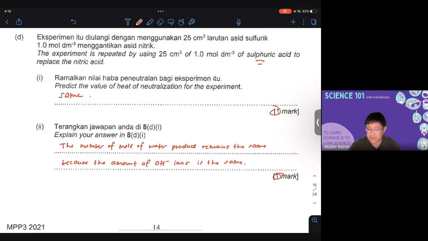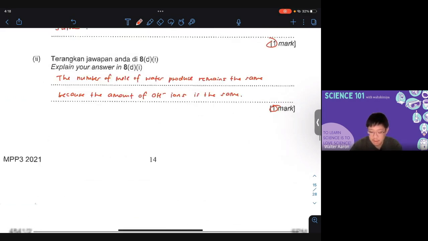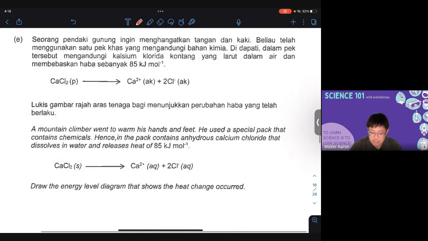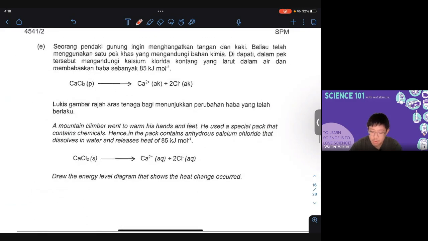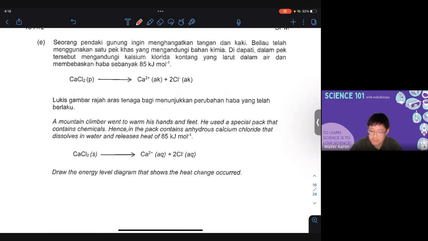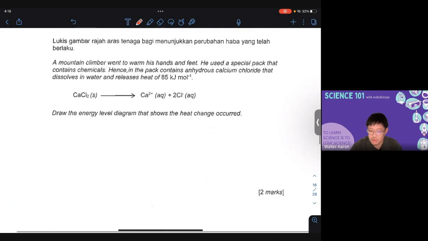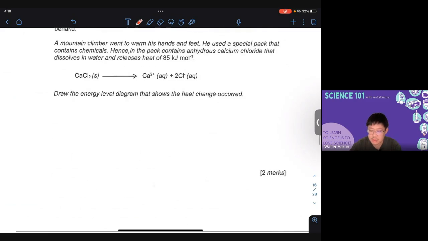So you get 1 mark over there. Very simple. Okay, then they say here, a mountain climber went to warm his hands and feet using a special pack that contains chemicals. Hence, the pack contains anhydrous calcium chloride that dissolves in water and releases heat of 85 kilojoules per mole. Draw the energy level diagram to show the change in heat occur.